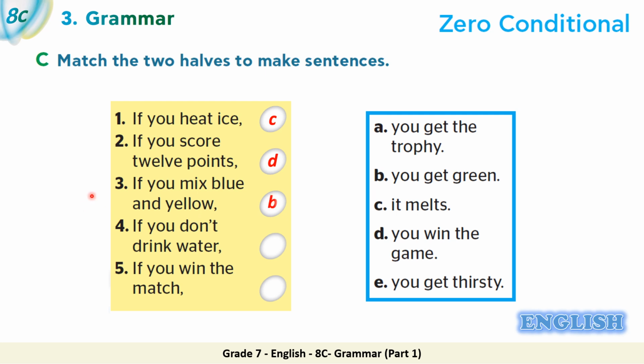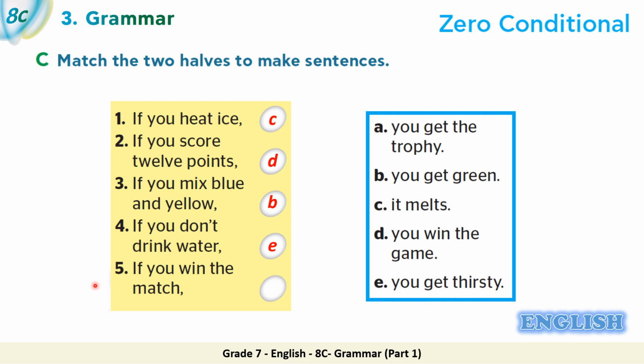Well done. It is B. You get green. How about number 4? If you don't drink water, what will happen? That's correct. It's E. You get thirsty.